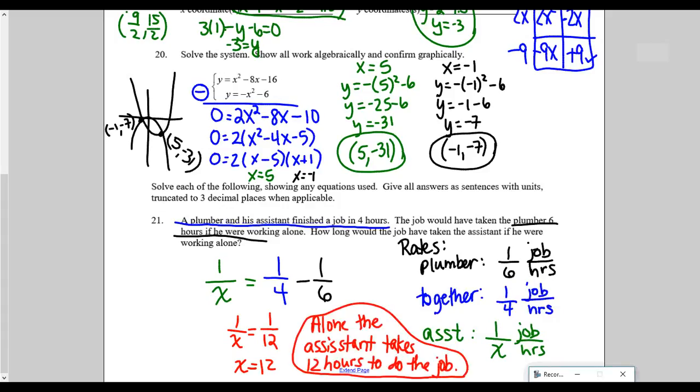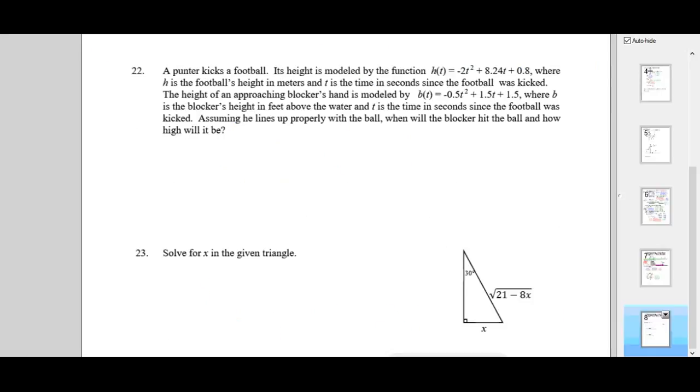Okay, so alone the assistant takes 12 hours to do the job. This seems like a reasonable amount of time. The assistant should take longer than the plumber, and the plumber took 6 hours. So looks good. Okay, let's turn the page.